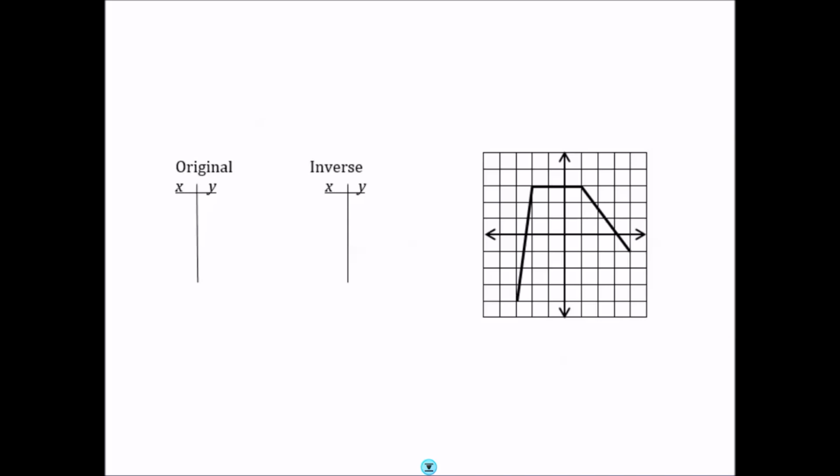So I'm going to pick a couple key points on this original graph that will help me find the inverse. I'm going to pick the endpoints and the corner points, and I'm going to list them in my t-chart. So that first point is -3, -4. The next point will be -2, 3. Then I've got 1, 3, and 4, -1.